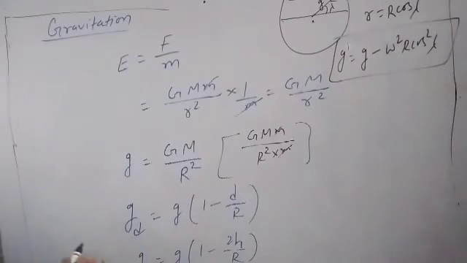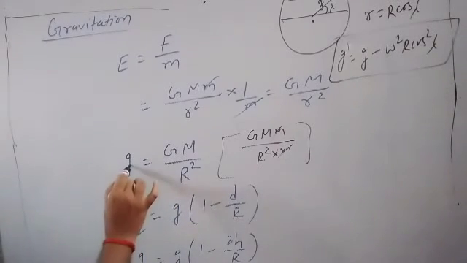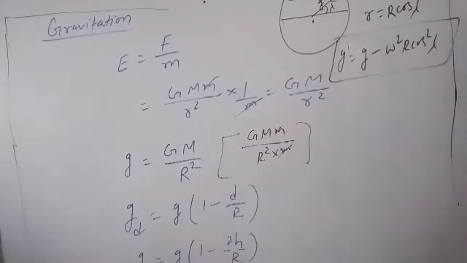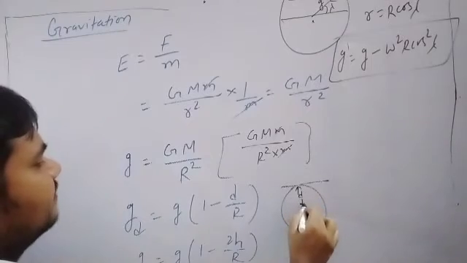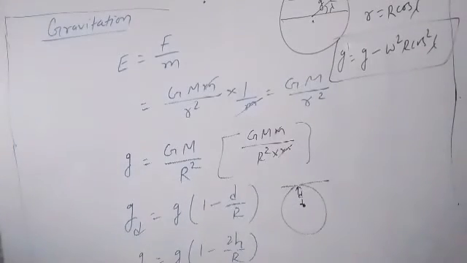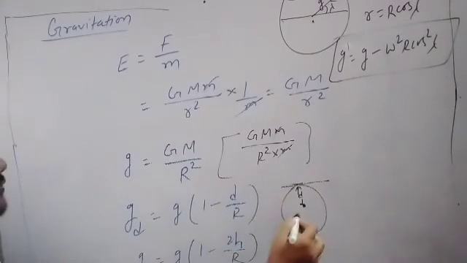If you try to derive this formula for a point inside the surface of earth, at a depth of d, you will get this result: gravitational acceleration at depth d equals g into 1 minus d by r, where d is the depth of that point from the surface of earth. So here d is measured from the surface of earth, not from the center of the earth. Okay. And what is g h? g h is the gravitational acceleration at height h, where g is the surface value of gravitational acceleration. So g h equals g into 1 minus 2h by r.